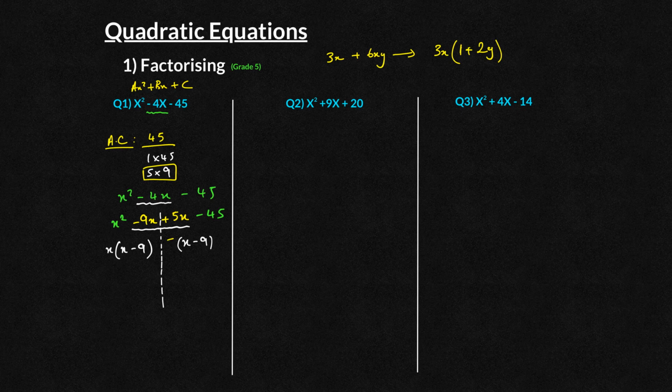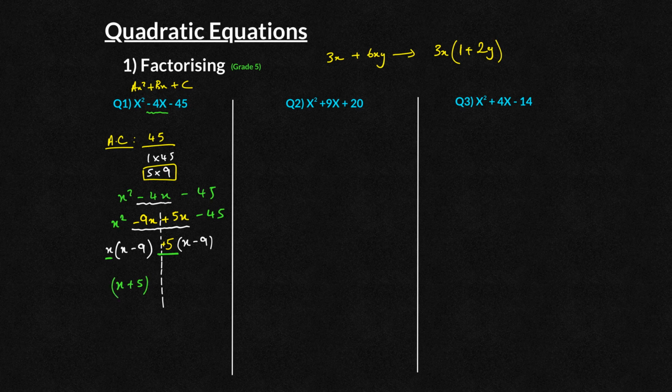So if I try a positive 5, let's try this. Positive 5 times x gives me positive 5x. Positive 5 times minus 9 will give me the negative 45, so that works. So the last part, I need to combine the green section. Okay, so this is going to be x plus 5.